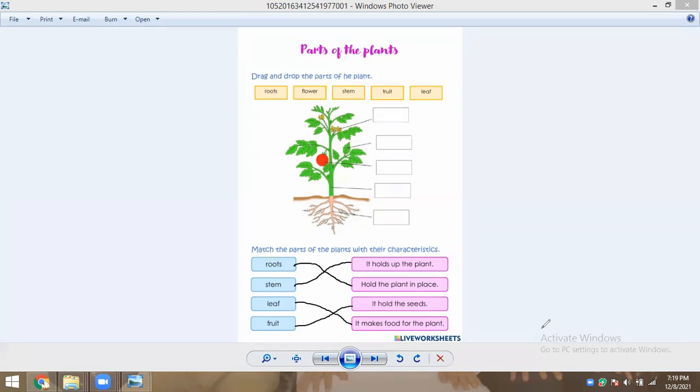Fruit holds the seeds, and the other part, which is called stem, it holds up the plant. Roots hold the plant in place. Leaf makes the food and fruit holds the seeds.